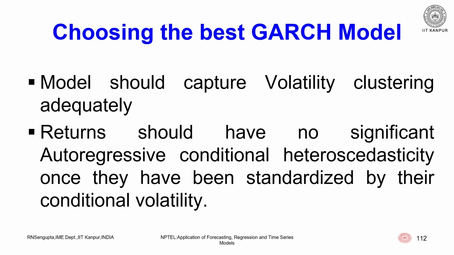The model should capture volatility clustering adequately, depending on the data set we are taking and the time frame, as I mentioned in the last slide. Returns should have no significant autoregressive conditional heteroscedasticity once they have been standardized by their conditional volatility. That means applying an averaging technique, or considering the first difference or second difference. Once this is done, autoregressive conditional heteroscedasticity should not be there that much, because if it is, the readings would not be as we want.